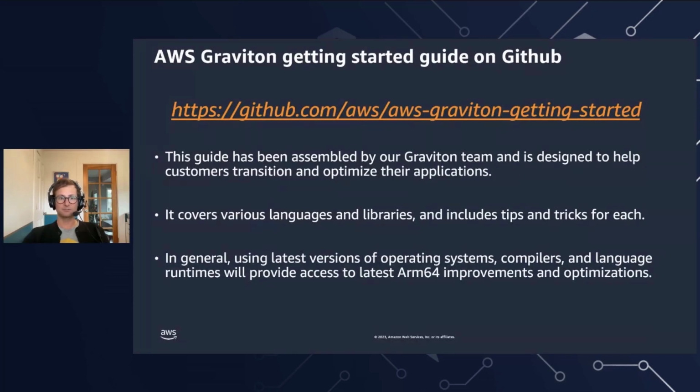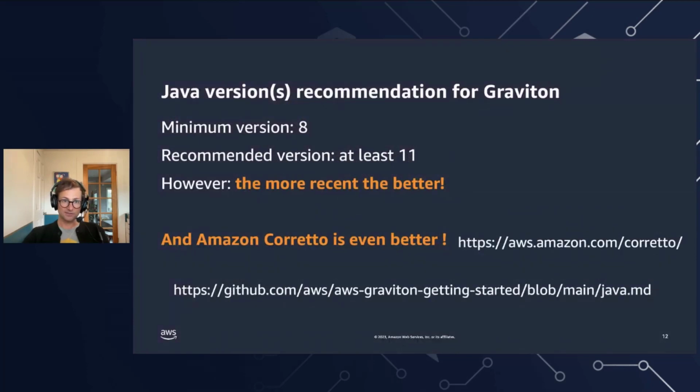And again, one of the recommendations that you will find on this guide is that we really recommend using the latest versions of operating systems, compilers, and language runtimes so that you could get versions that have been truly optimized for Graviton processors. A couple examples. If you look at the Java section of the Getting Started guide, you will see that the minimum recommended version is Java 8. That's the first version that would have an ARM64 version.